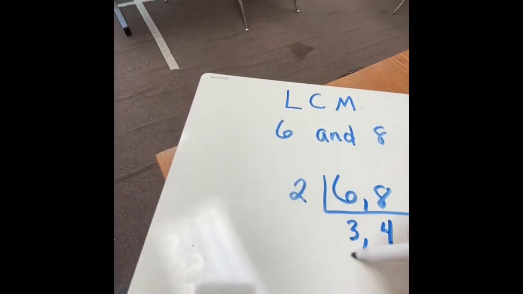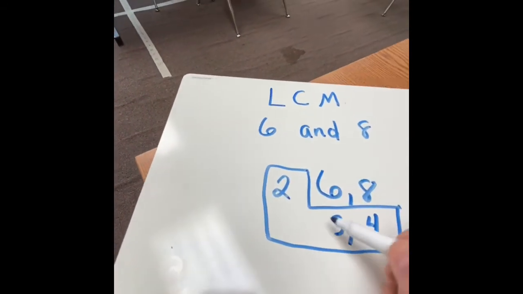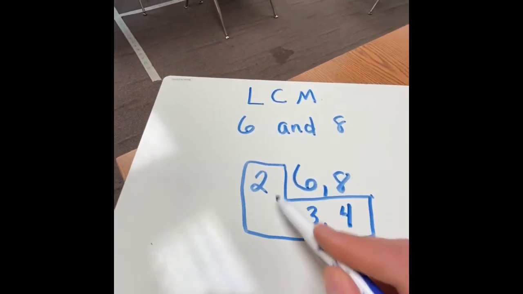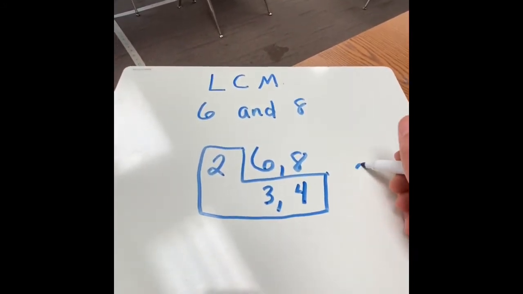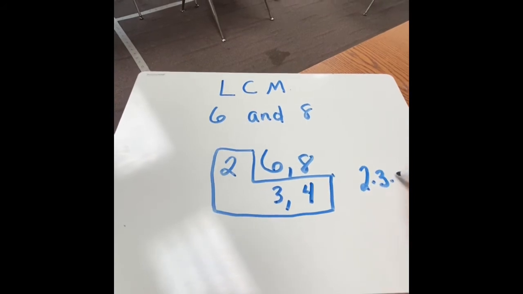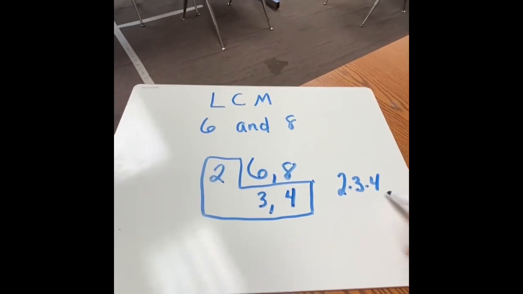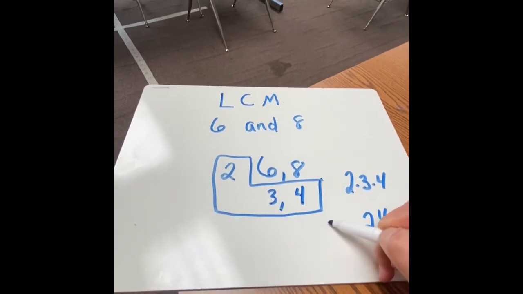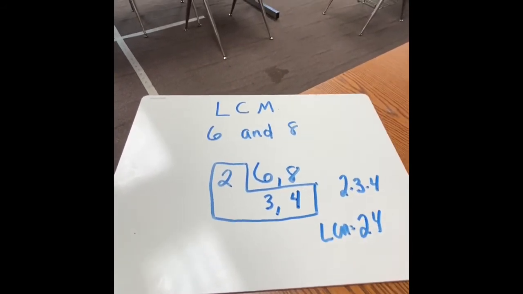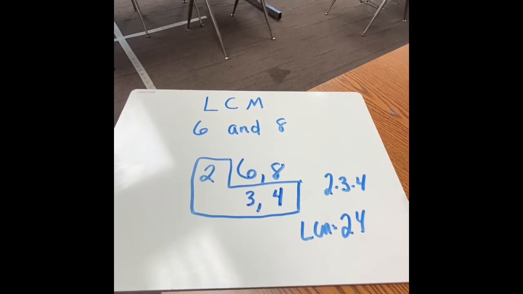So now we're going to enclose this, and then we're going to multiply all 3 of these numbers this time. That's where it's different. 2 times 3 times 4. Well, 2 times 3 is 6, and 6 times 4 is 24. So the LCM would be 24.